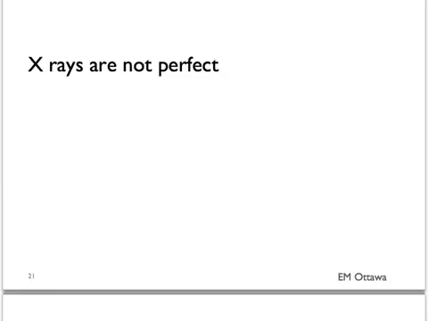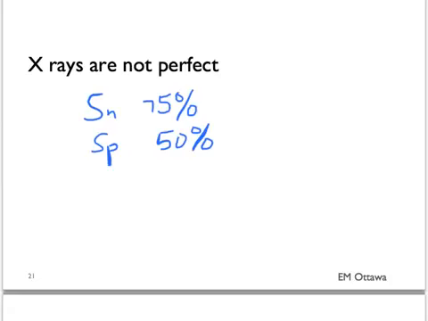The sensitivity of X-ray in bowel obstruction is about 75%, and the specificity is about 50% only. In cases where the plain films are not helpful, we move on to CT.